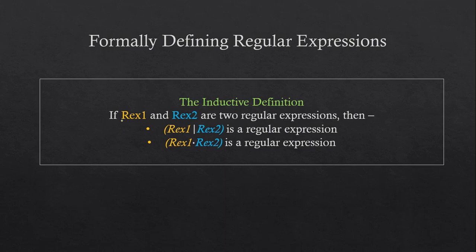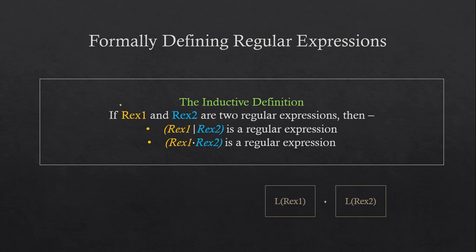Now, rex1 is a regular expression, so it must have a language. Let's say that language is L of rex1. Similarly, rex2 has a language of its own, L of rex2. So if the language of rex1 is L of rex1 and the language of rex2 is L of rex2, what is the language of rex1 or rex2? The answer is the union of those two languages. Similarly, the language of the concatenation is going to be the concatenation of the original two languages.